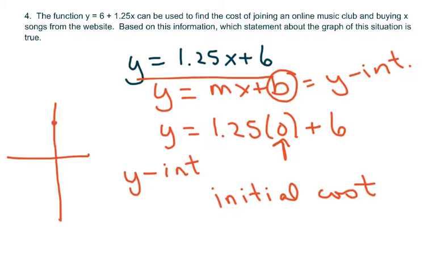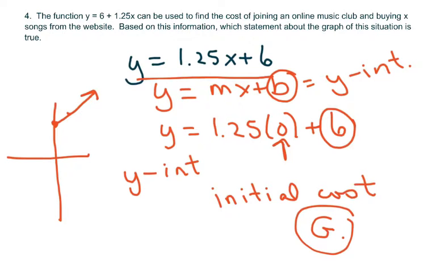So we're starting at 6, and we're going up about 1 here. So no matter what you do, you're paying $6 to join the music club. So the answer here is G. The 1.25 is the cost per song. So the answer is G.